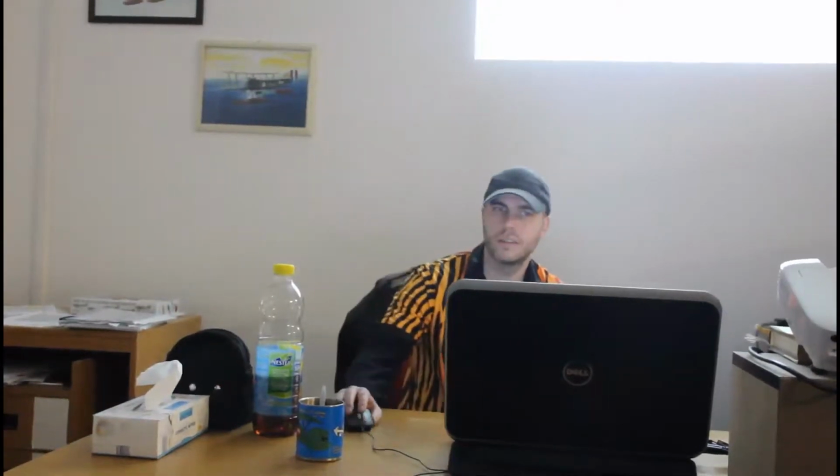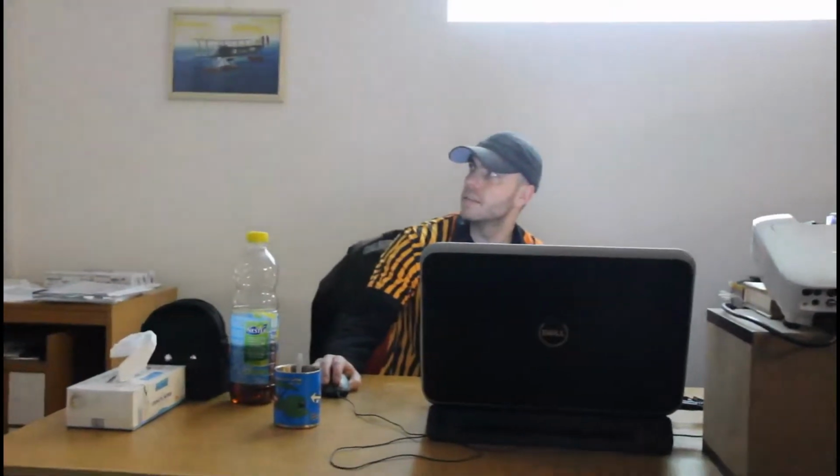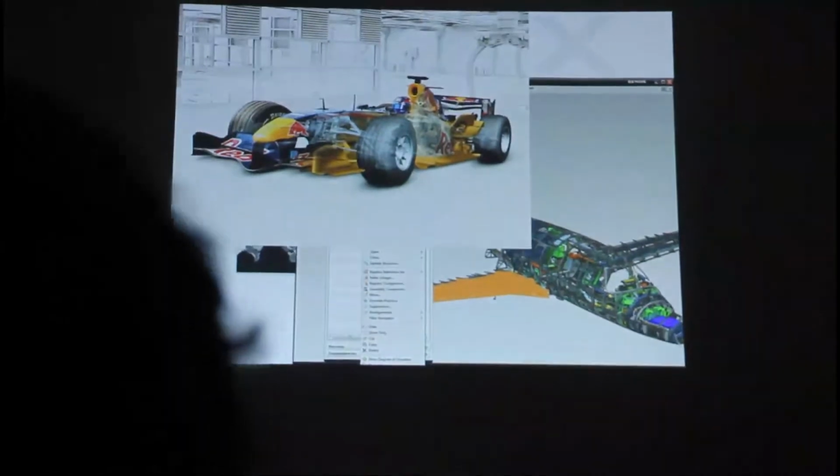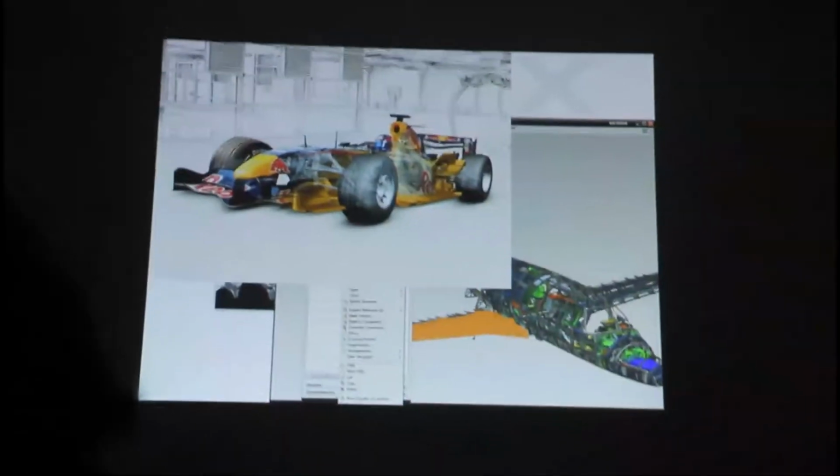The software which is used to design is produced by Siemens company. At this moment we use NX, it's called NX. It is widely used in the aerospace and automotive industry. You can see what is produced using this software, besides Eduard kits.